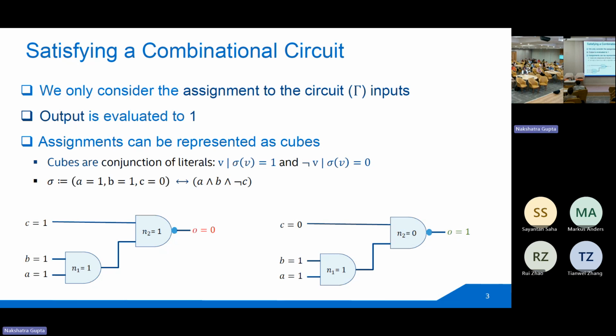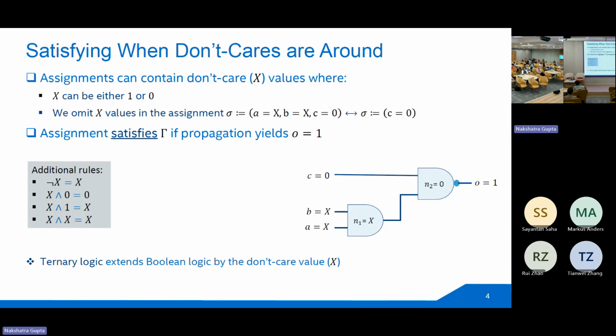Also note that assignments can be represented as cubes. Cubes are conjunctions of literals. So if I have the assignment A is assigned 1, B 1, C 0, this is the same as saying A and B and not C. So instead of using assignments with only Boolean values, we can use assignments with don't care values. We can think of a don't care as a new value that can be either 1 or 0.